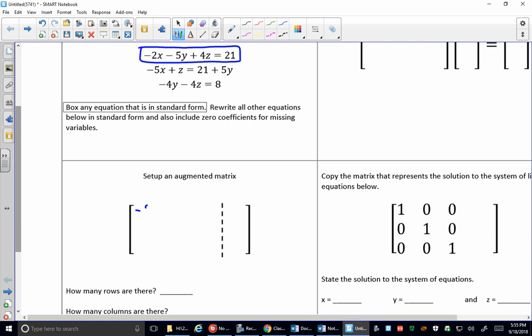So keep in mind that signs matter. Because it's a -2 there, it's a -2 in my matrix. Minus 5y, so I'm going to have a -5 here in my y column. And it's a positive 4z and equals 21.